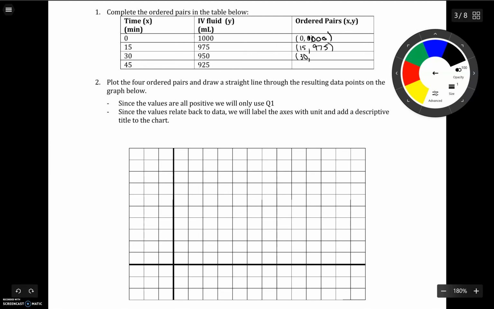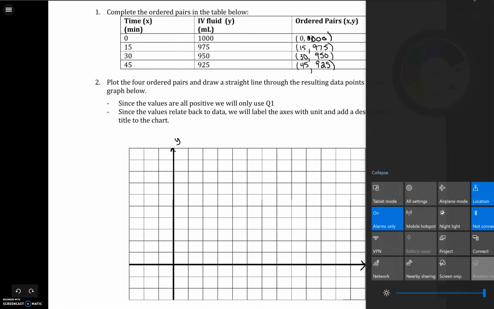After 30 minutes, there's 950 milliliters of IV fluid left. That corresponds to the ordered pair (30, 950). And then finally, after 45 minutes, there's 925 milliliters of IV fluid left, corresponding to the ordered pair (45, 925). So I now have a sense of the scale that I need to draw. I know what my maximum values are for both my horizontal x-axis and my vertical y-axis.